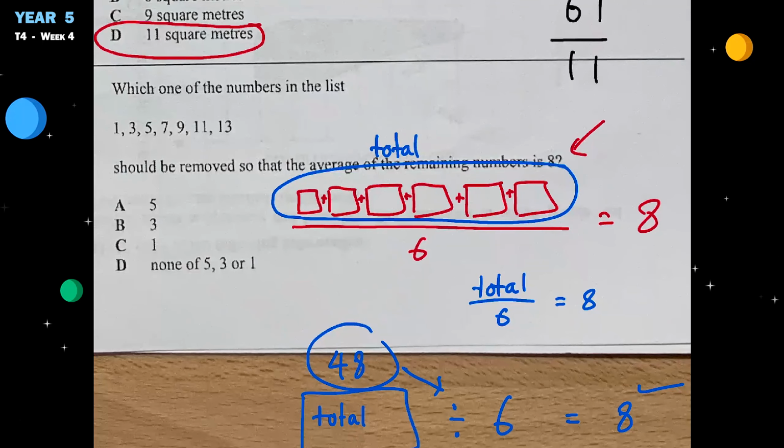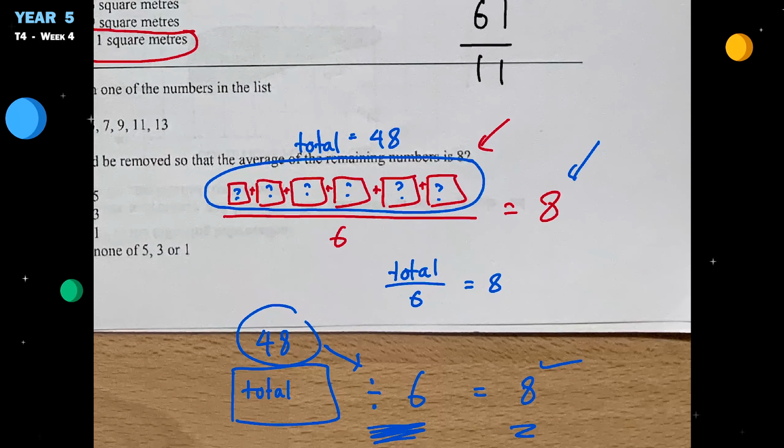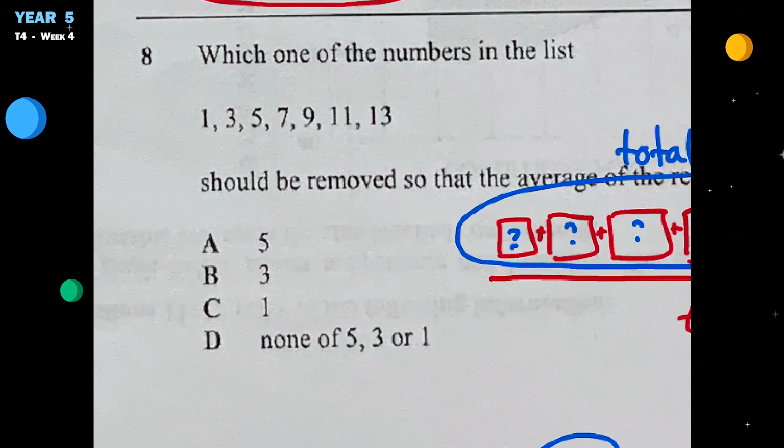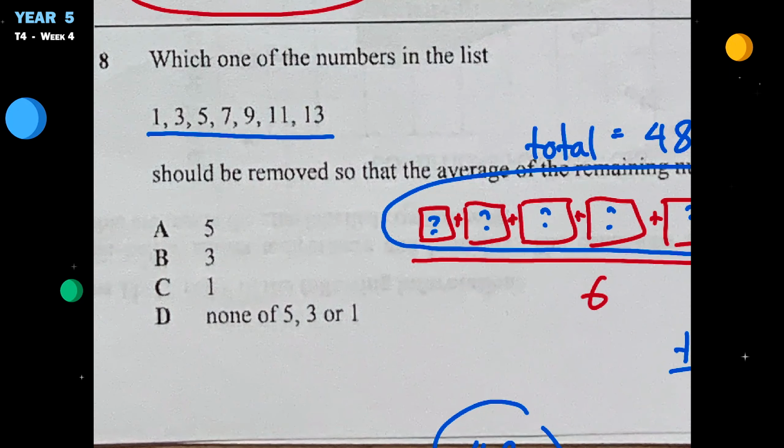So what does it mean in this situation? It means that these 6 numbers, whatever they are, will add up to 48. They have to, so that the average will be an 8. Okay. So let's see which one of these numbers will add up to 48. Well, let's add them all up first. Add all these numbers up.